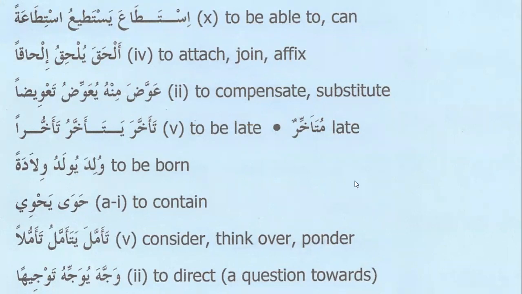Istata'a, yastati'u, istata'atan, to be able to. This is a verb from number 10. Alhaqa, yulhiqu, ilhaqan, verb from number 4, like Aslama, to attach or to join. Awada minhu, so it comes with the preposition min. Awada, yu'awidu, ta'widan, to compensate.